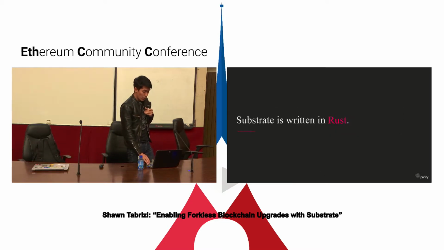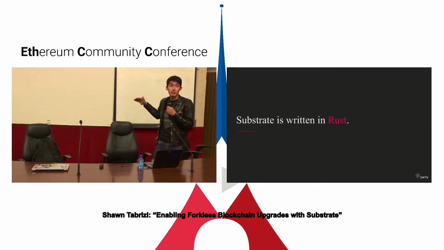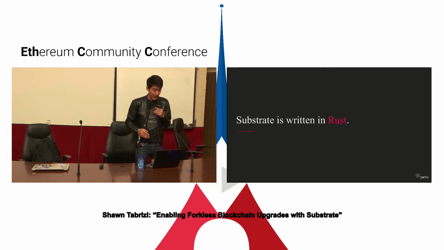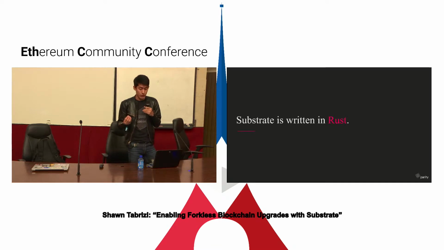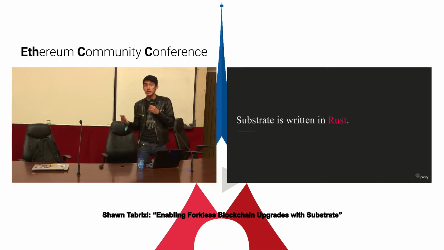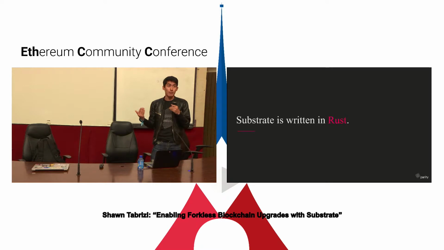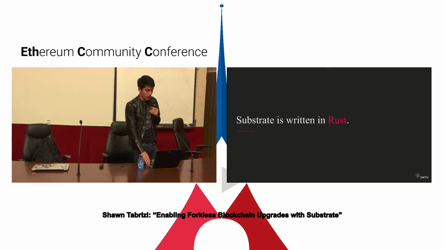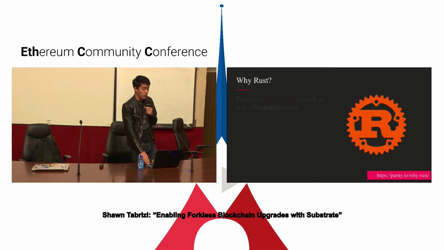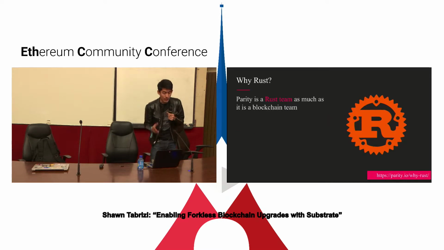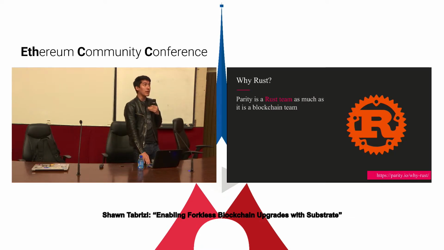One of the things you might notice is that the entire stack of Substrate is written in Rust. It's a new system programming language, which was started by Mozilla and is known for powering Firefox. And it's actually a tool that we at Parity use for nearly all of our clients. So it's just something I want to talk to you about. Why do we choose Rust? Well, as I mentioned, Parity is a Rust team as much as it's a blockchain team, but you get a lot of really amazing things when you use Rust to build systems.